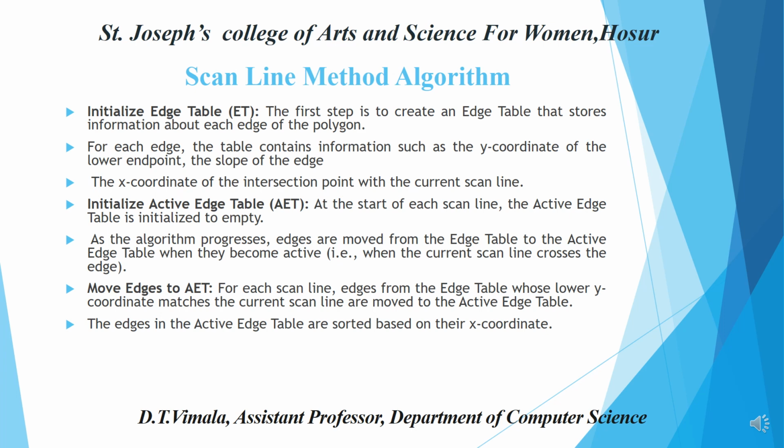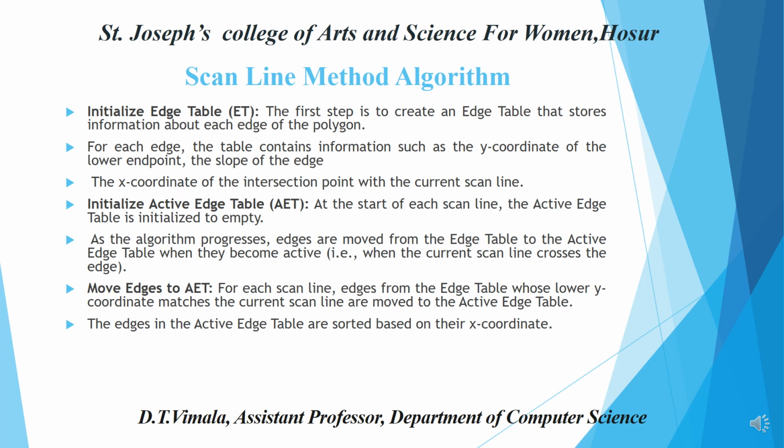First, initialize the edge table, ET. The first step is to create an edge table that stores information about each edge of the polygon. For each edge, the table contains information such as the y-coordinate of the lower endpoint, the slope of the edge, and the x-coordinate of the intersection point with the current scan line.